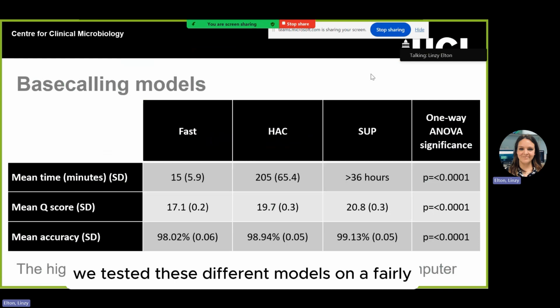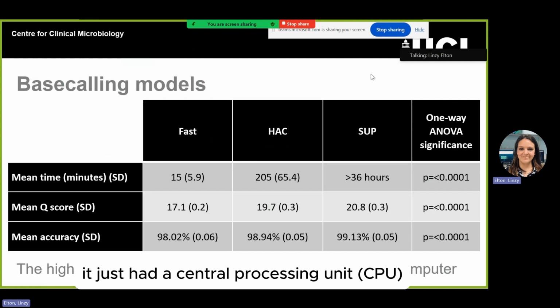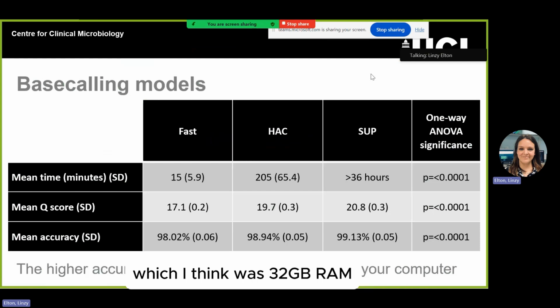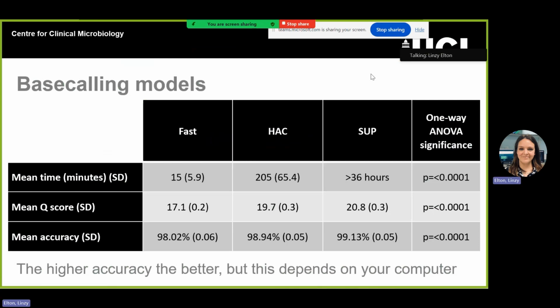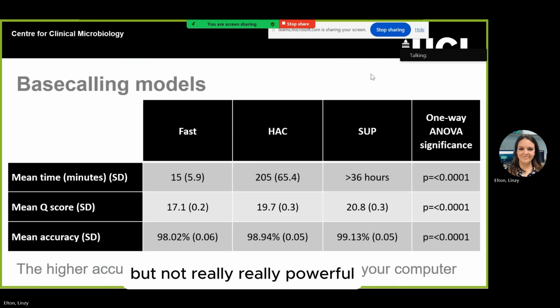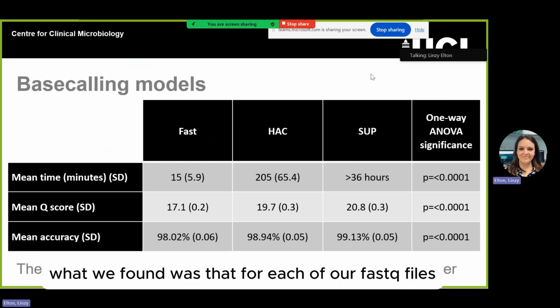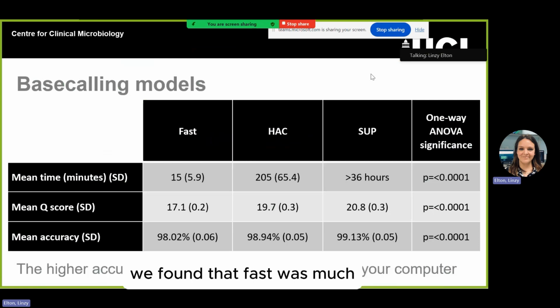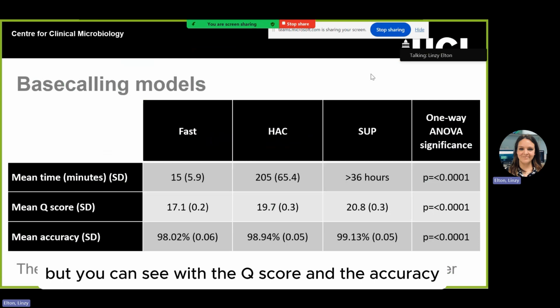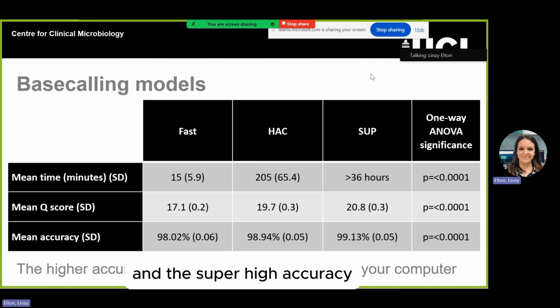We tested these different models on a fairly bog standard sequencing computer. It didn't have a GPU, it just had a central processing unit, which I think was 32 gigabytes. So much more powerful than your standard laptop, but not really, really powerful. What we found was that for each of our FastQ files, fast was much, much faster, but you can see with the Q score and the accuracy that it was lower than the high accuracy and the super high accuracy.